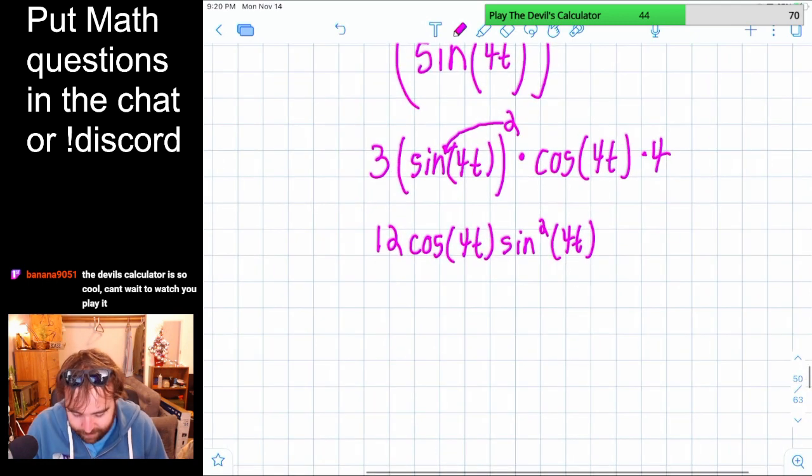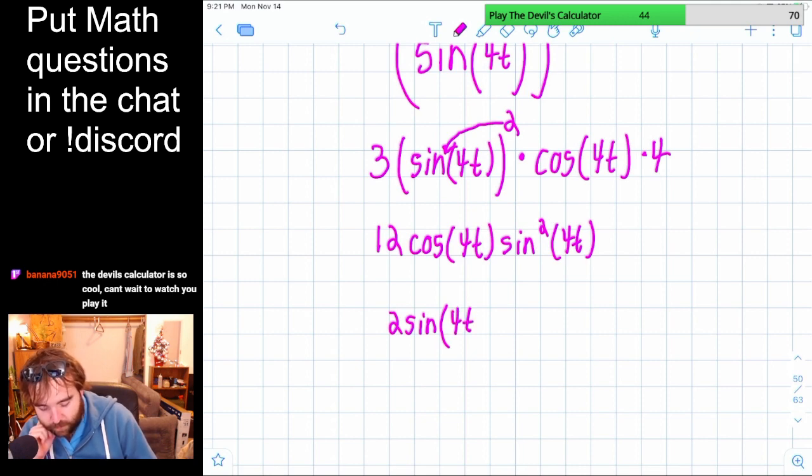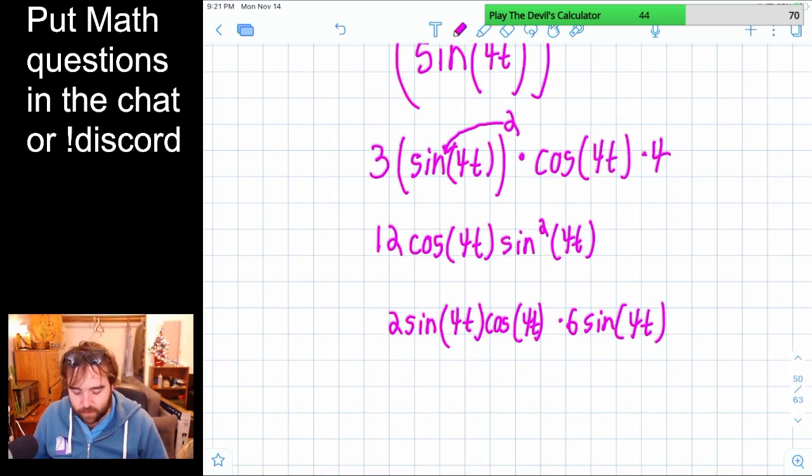I want to be a little extra and rewrite this as the sine of 4t times the cosine of 4t times 6 sine of 4t. So see, that's the same. I just split up the sine squareds, and I split up the 12 into 2 and 6.